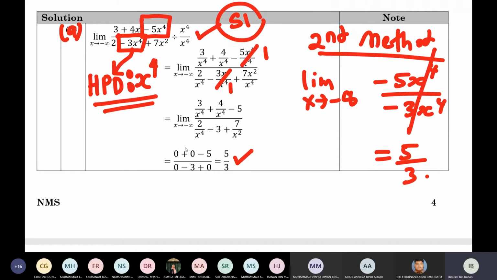Ya, jawapan dia sama saja. Tapi second method ini jangan gunakan dalam exam. Yang ini cuma untuk you check you punya solution saja, sama ada final answer you betul ataupun tidak. Tapi jangan gunakan dalam exam. Untuk guna masa buat you punya exercise saja. Okay. Question A settle.